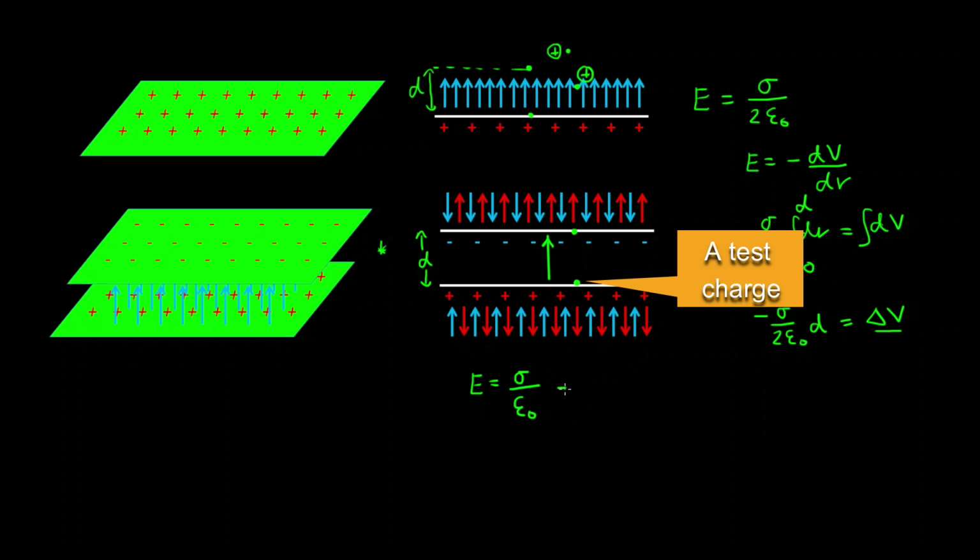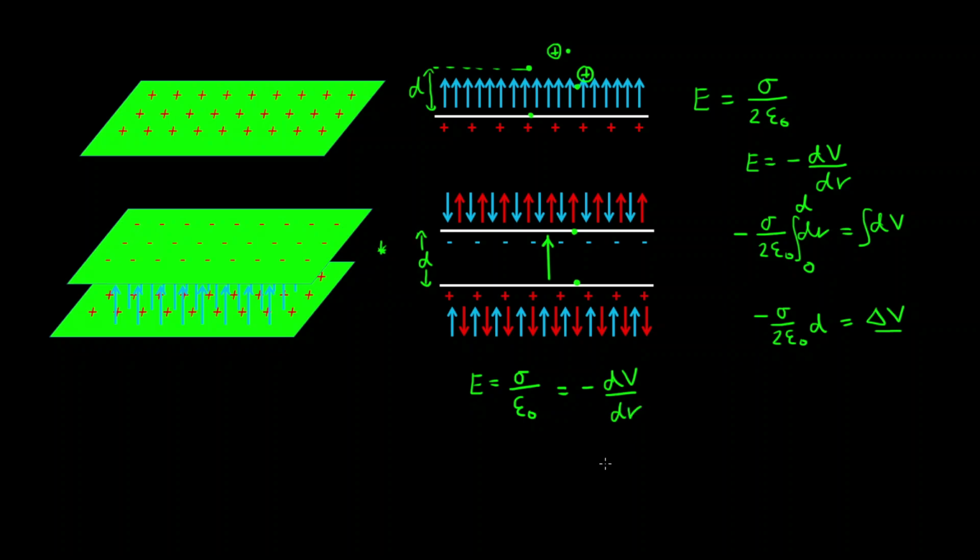So remember that the electric field is minus the derivative of the potential with respect to r, and if we separate the variables and integrate, what we get is dv is equal to minus sigma on epsilon naught dr. And given that the distance between the plates is much smaller than the dimensions of the plates, then we can take this outside the integral and integrate both sides. And on the right hand side, we're going to integrate from d equals 0 to d. So that's going to effectively give us the change in potential between the plates.